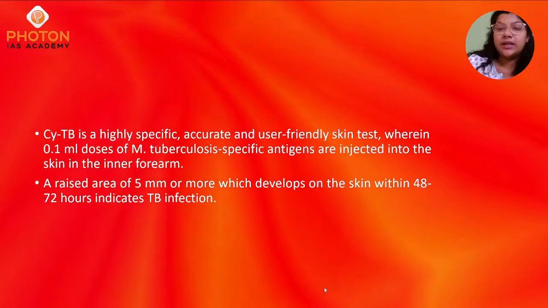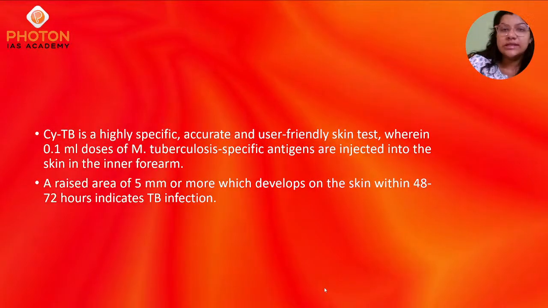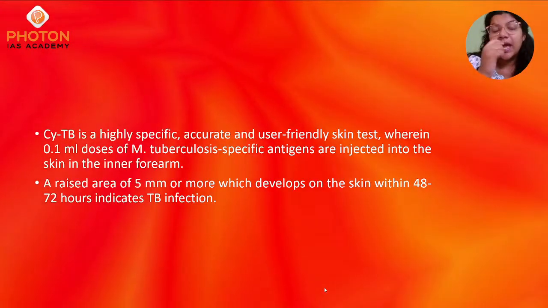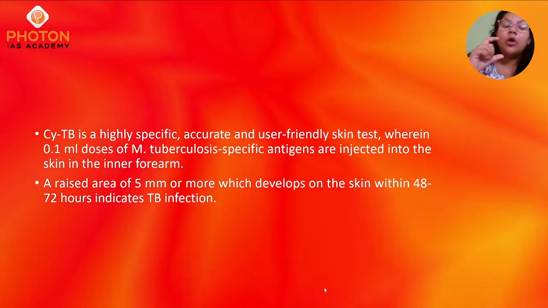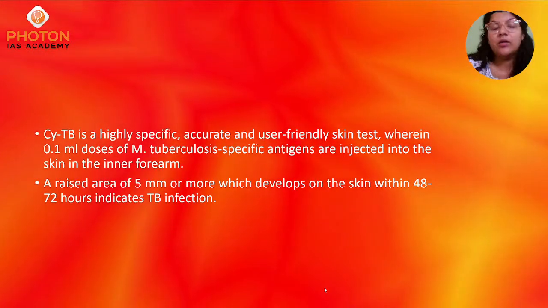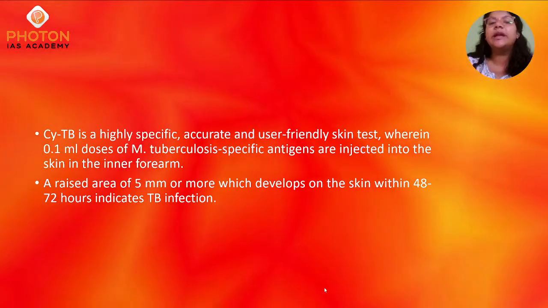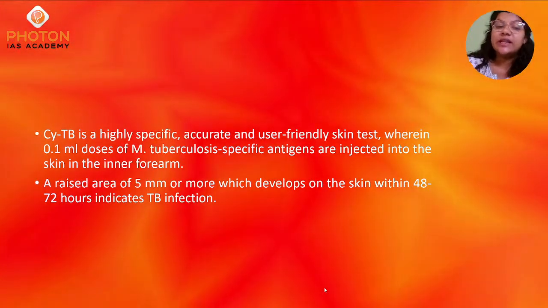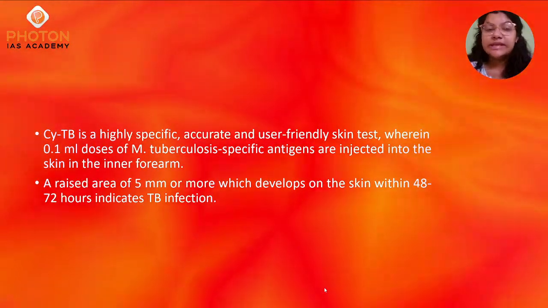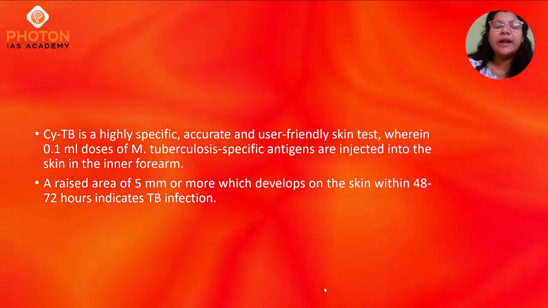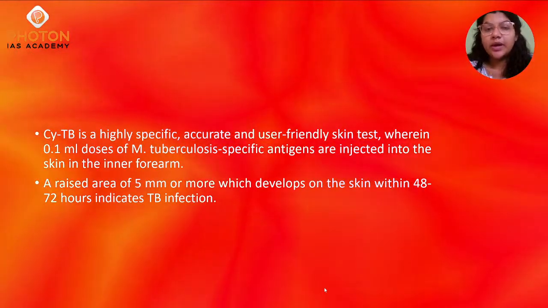This particular dose is injected into the inner forearm of the skin, and a 5 mm or more raised area within 48 to 72 hours would indicate that this person is infected with TB. So much is clear about this particular CY-TB test. Can I go ahead?